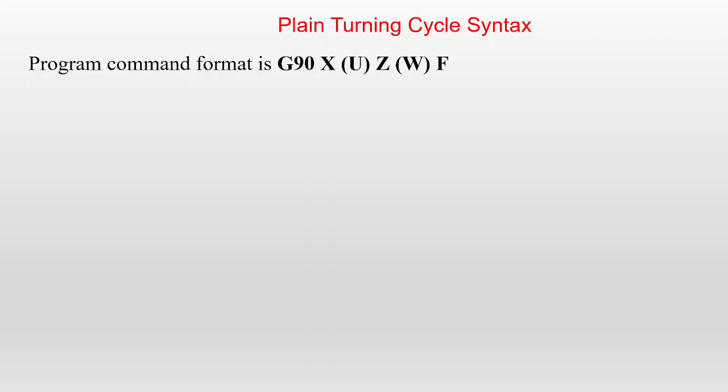The program command format is G90 X or U, Z or W, F. G90 is the plane turning cycle. It will take care of the 4 steps, that is point 1 to 2, 2 to 3, 3 to 4 and 4 to 1. How the tool is moving, those 4 steps are taken care of by the single block G90. That is the advantage of this cycle.